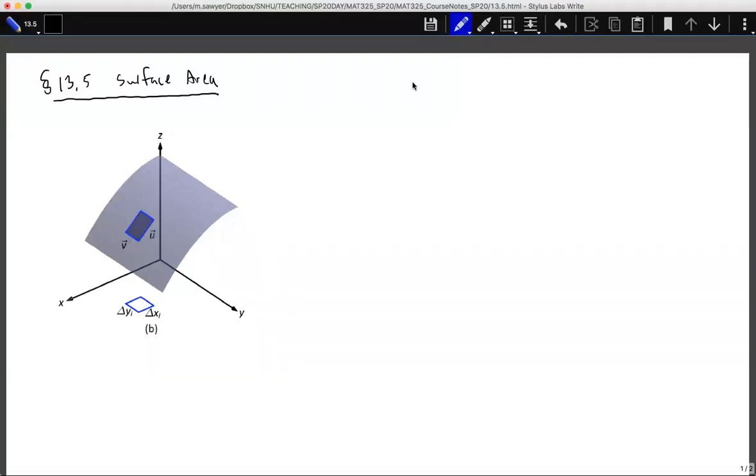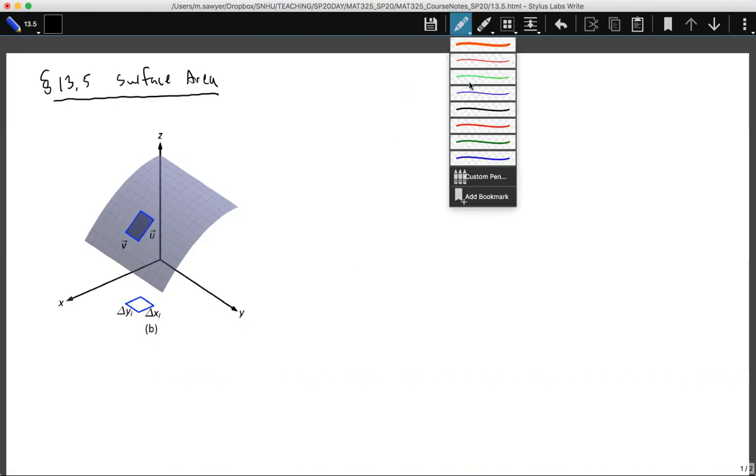Welcome to Calculus 3. This is section 13.5 in your textbook, in the ApexCalculus textbook. This is on surface area. So when we have a multivariable function and we have a surface, we're often interested in finding the area of the surface, as we've shown here in the rectangular region here.